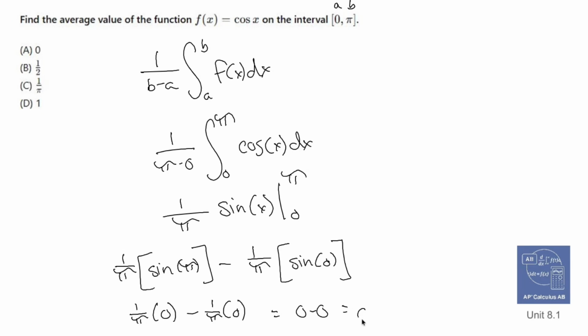Let me get my calculator. 0. The answer is 0, which should make sense because if you were to graph cosine from 0 to pi, you're going to get nothing for the average value because you're going to go from 1 to negative 1. And the average value of 1 and negative 1 is 1 plus negative 1 divided by 2, which is nothing. So it all makes sense in the end.